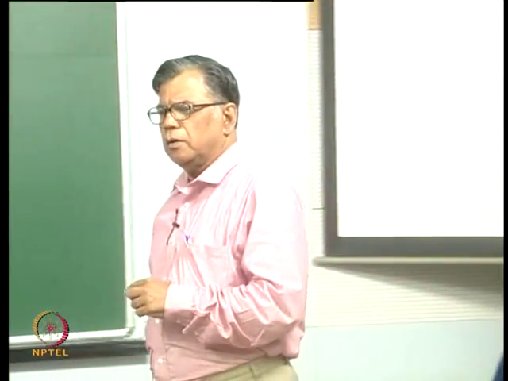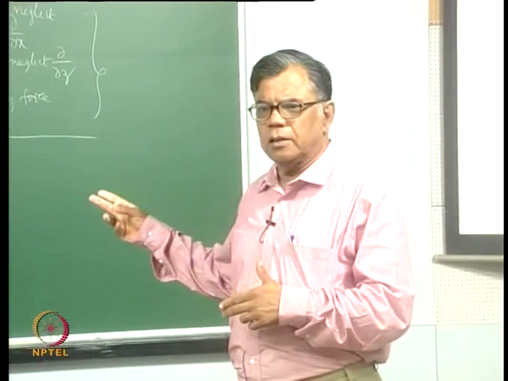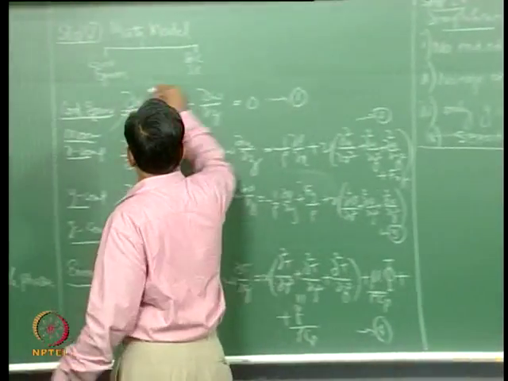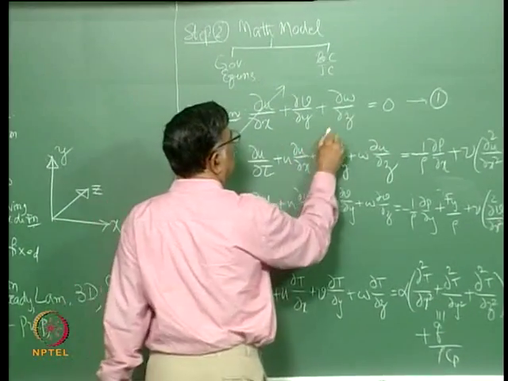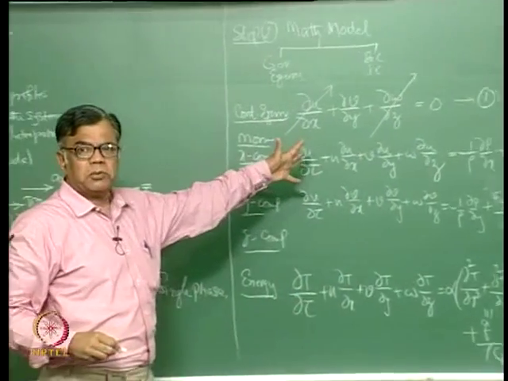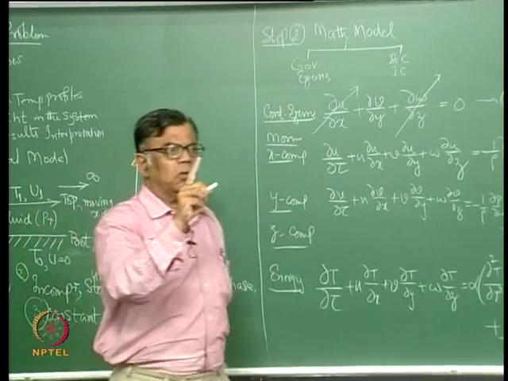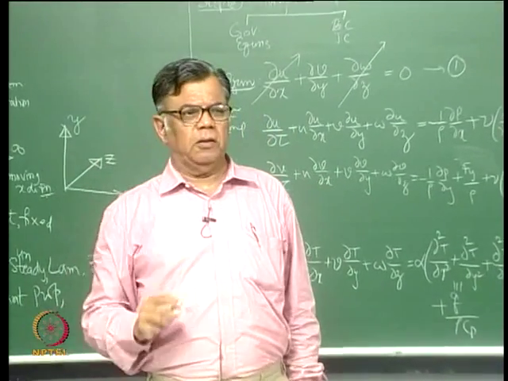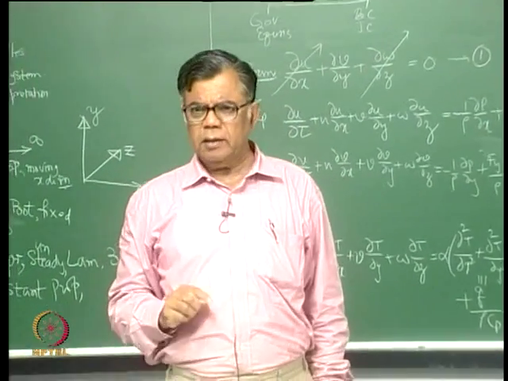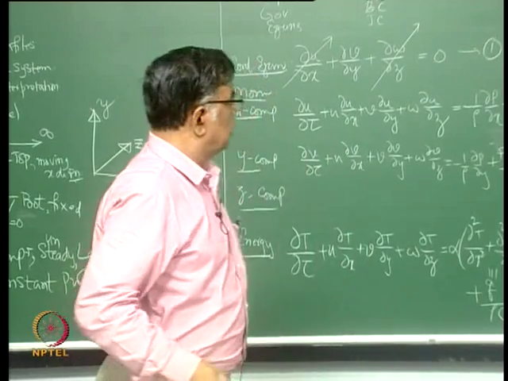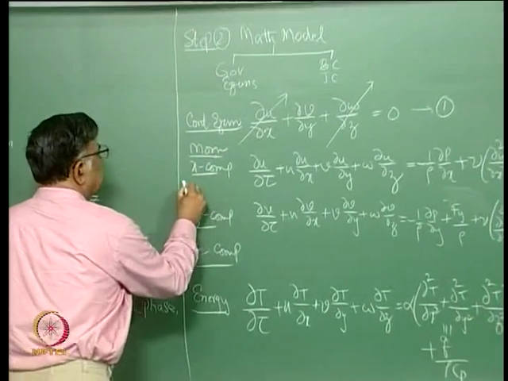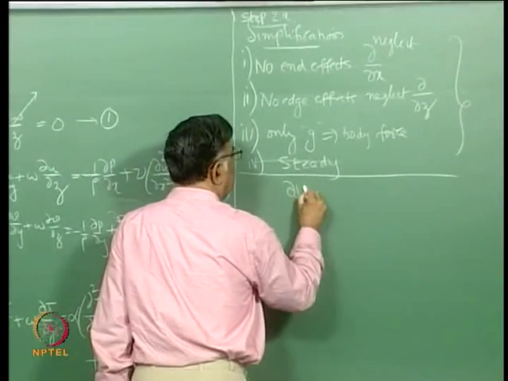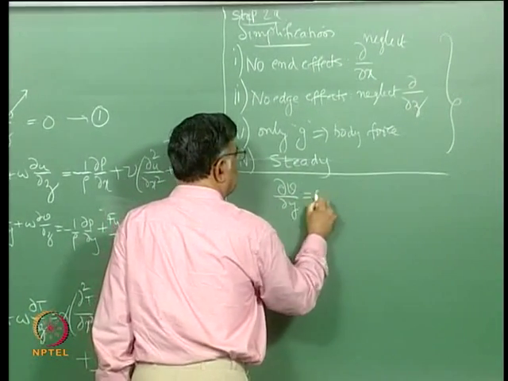So what is it that can be neglected? No edge effect. There is no assumption on this. So the continuity equation now is del v by del y equal to 0. Please write down. Right? Go to the x component, please. So I will say del v by del y equal to 0.